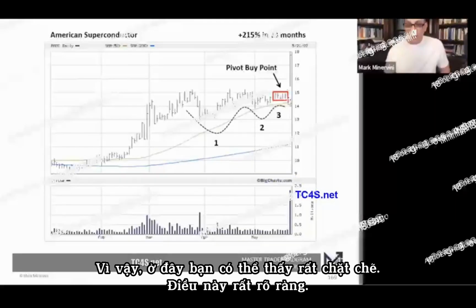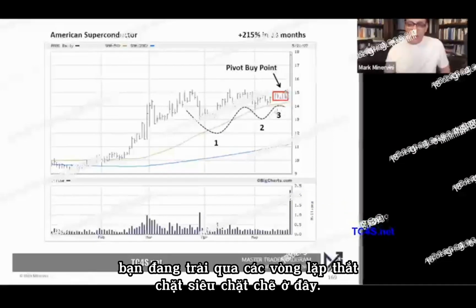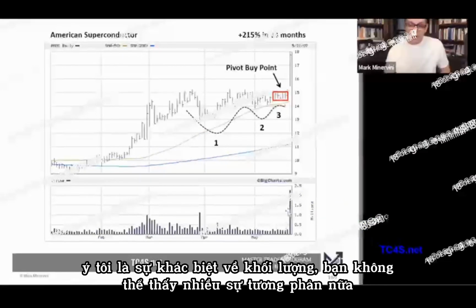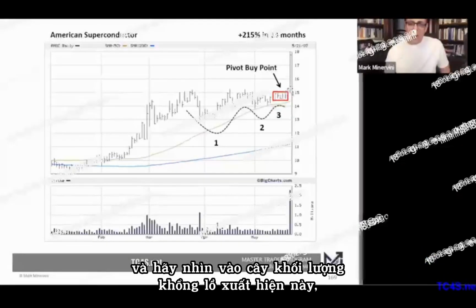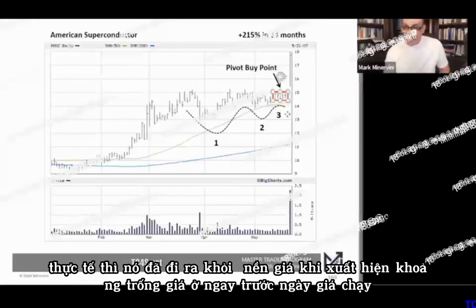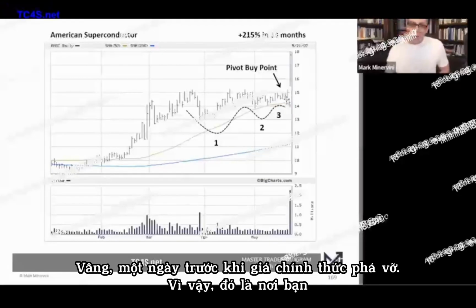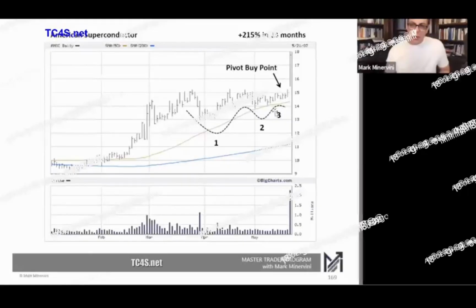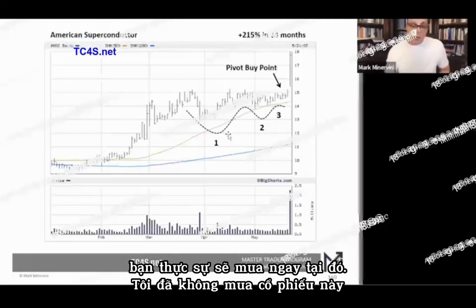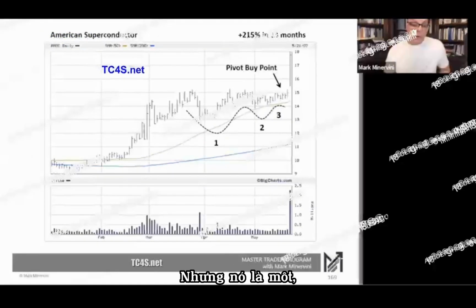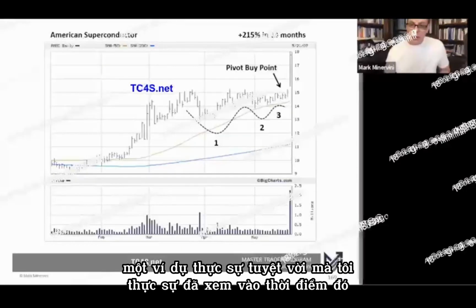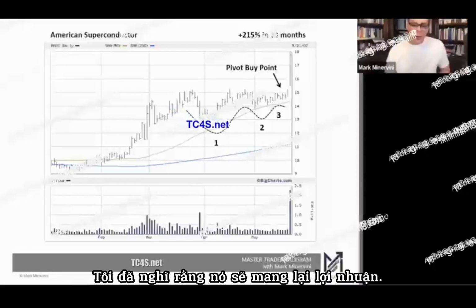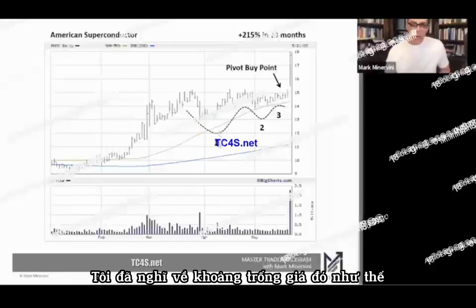Here you can see very tight. This is very clear. You're going through tightenings, iterations, super tight here. The volume difference, you couldn't see much more of a contrast. My God, look at this gigantic volume bar that comes in. This actually came out on a gap, but I think the day before, take that out. Yeah, the day before it broke out. That right there is where you would have actually bought. This is one that I did not buy, but it was a really great example that I was watching at the time and passed on it. I think it was going into earnings. I think that's what that gap was, if I remember.